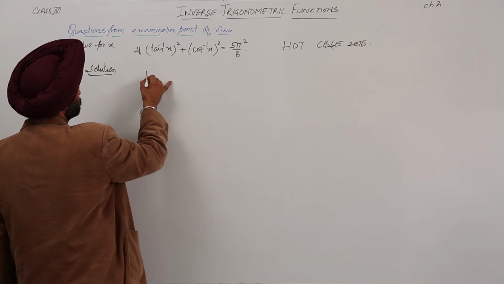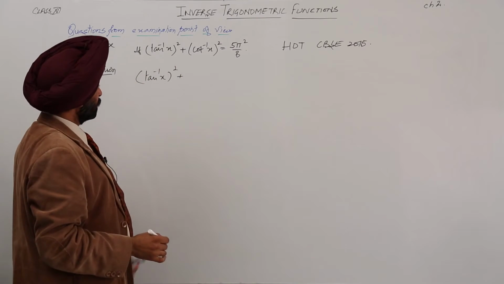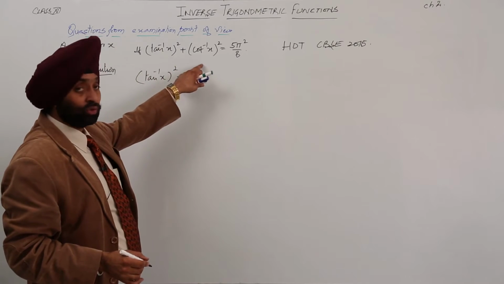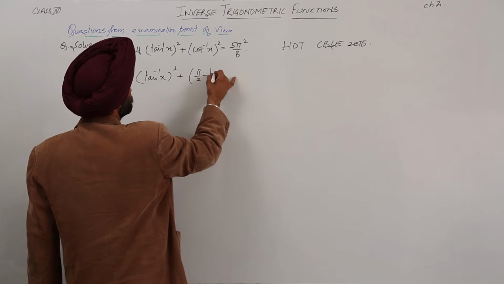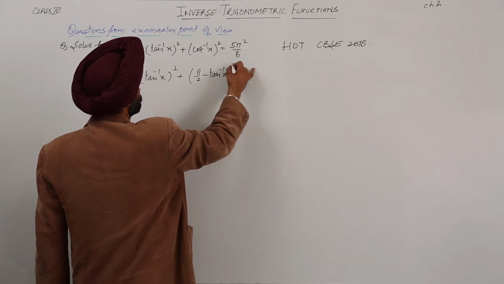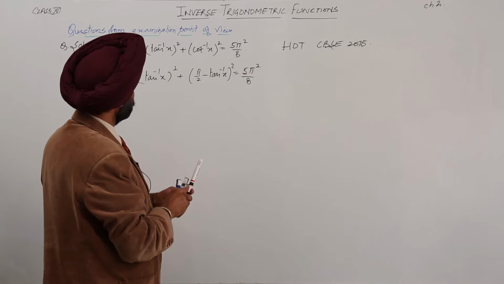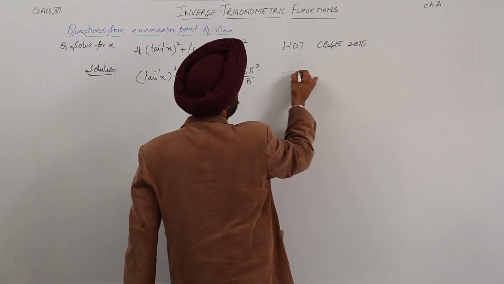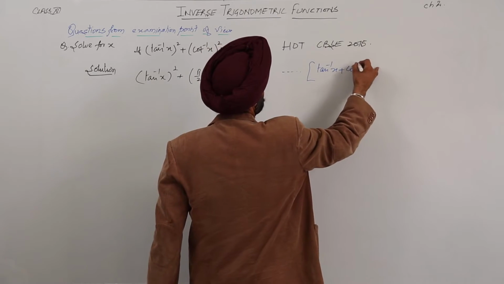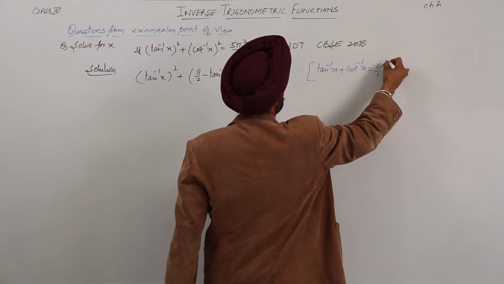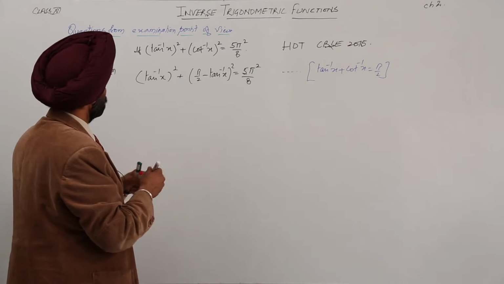We are having (tan inverse x) whole square plus, now here either you can change this term or we can use this term. So to this term, can we write it as (pi by 2 minus tan inverse x) whole square is equal to 5 pi square by 8. Now what we have done here, we have used the identity tan inverse x plus cot inverse x is equal to pi by 2. So we have used this identity in place of cot inverse x.